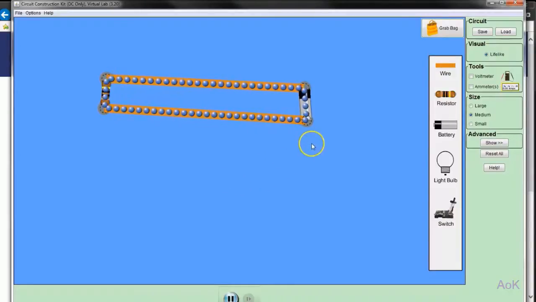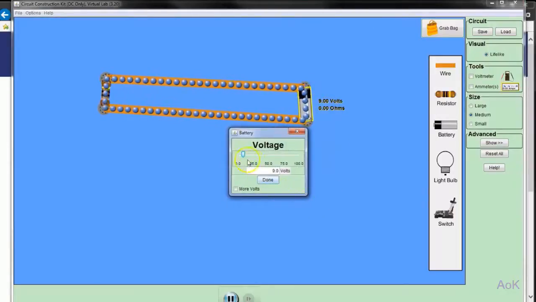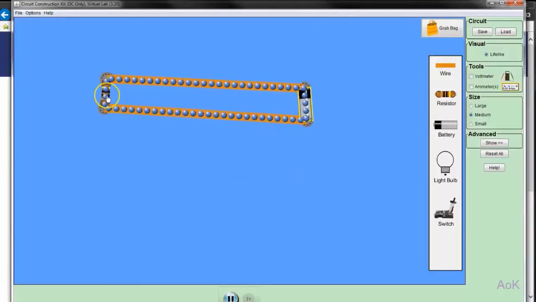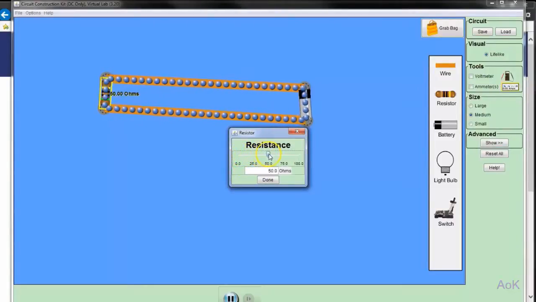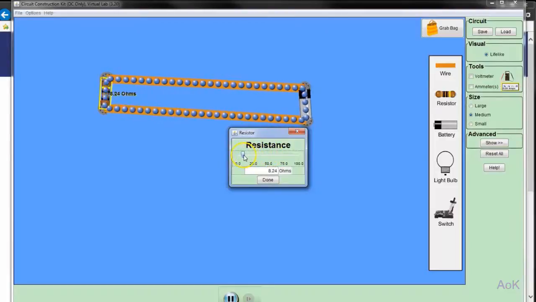You can change several different values in the circuit. By right-clicking, you can change the voltage to much higher. Notice at higher volts, the current flow is much higher. You can also change the value of the resistor. You can change the resistance to much higher. Notice how that slows down the current. You can also change it to much lower.